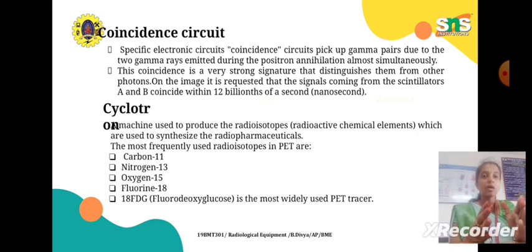The most frequently used radioisotopes in PET are carbon 11, nitrogen 13, oxygen 15, fluorine 18. 18 FDG is the most widely used PET tracer. 18 FDG, that is fluorodeoxyglucose. Fluorodeoxyglucose is the most widely used PET tracer.